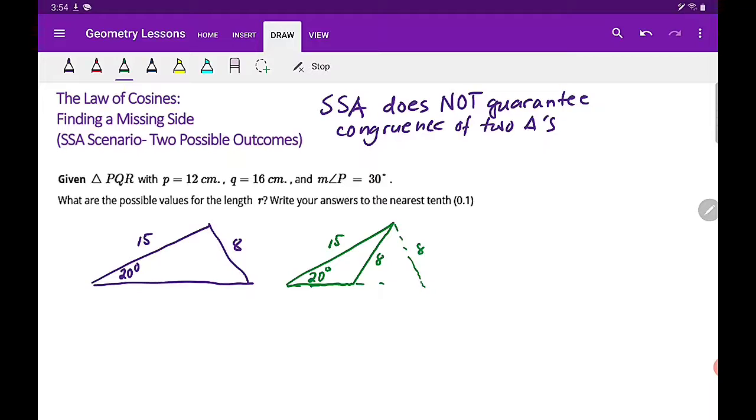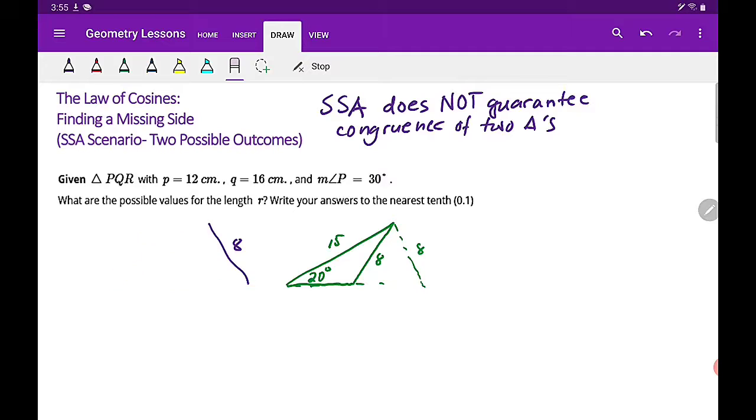This is not new. You have heard about the ambiguous case when you studied, I hope you studied, the law of sines. So if you paid attention while doing the law of sines, this should not be new to you. You're not hearing this for the first time. But this time we're going to be using the law of cosines.